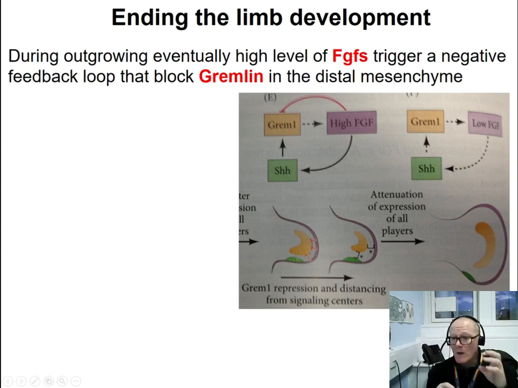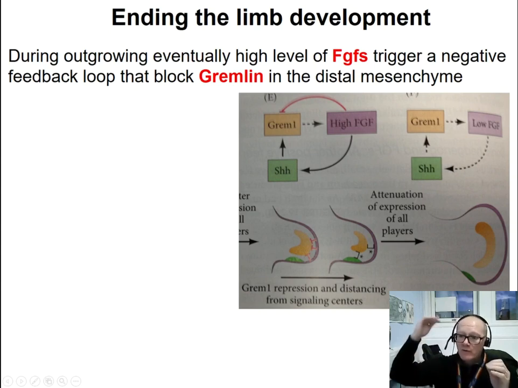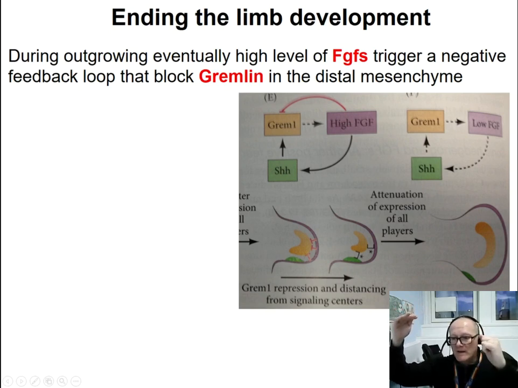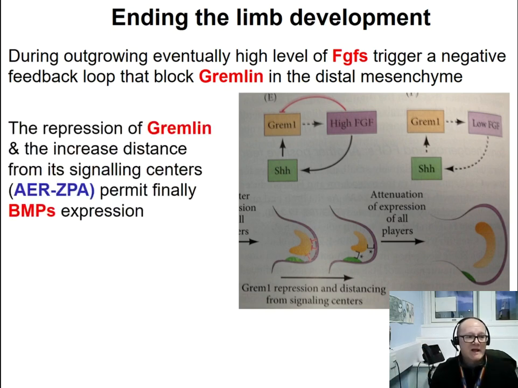And remember, gremlin was the one that was blocking the activity of BMP. And BMP is that protein that will block the activity of FGF8. So when we have a lot of FGF8, this will induce blocking of gremlin. So gremlin is not there, and then BMP is active to block and reduce the expression of FGF8. So what's happened? The repression of gremlin.